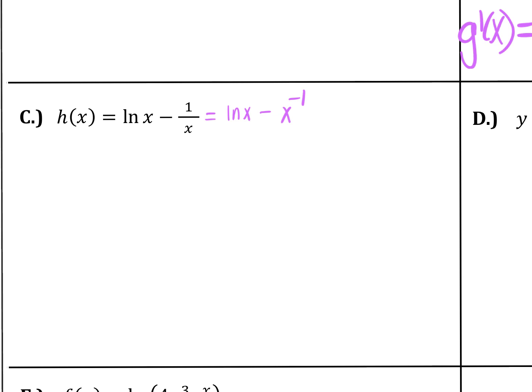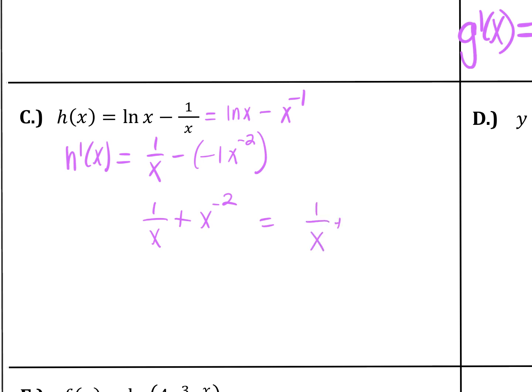Okay. All right, so now we've done this. So the derivative of ln x is 1 over x. And then we do the power rule. Okay, so negative 1 goes in front, and then x to the negative 2, because we subtract 1. So then plus x to the negative 2, because the negatives become a plus. Okay, and then we rewrite that like this. I'm not a fan of the power rule.